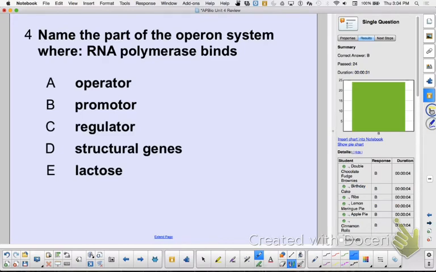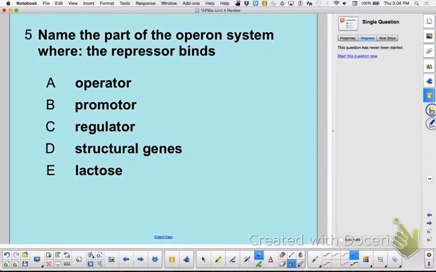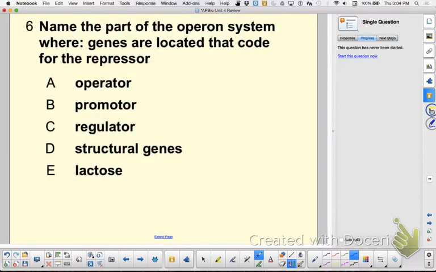Okay, just tell me this because I want to review some other stuff. What's the part of the operon where the repressor binds? Operator, yeah. Regulator gene codes for the repressor.